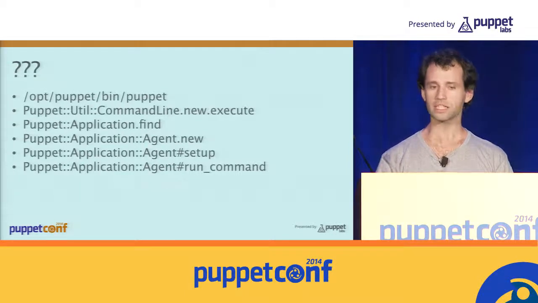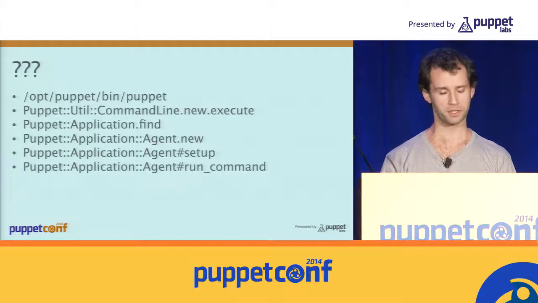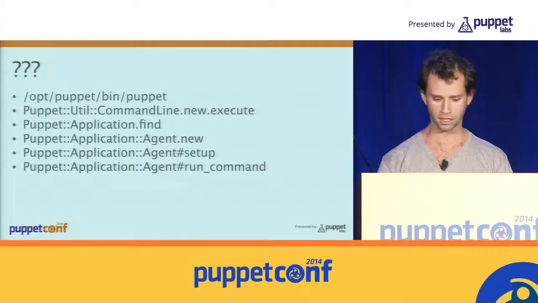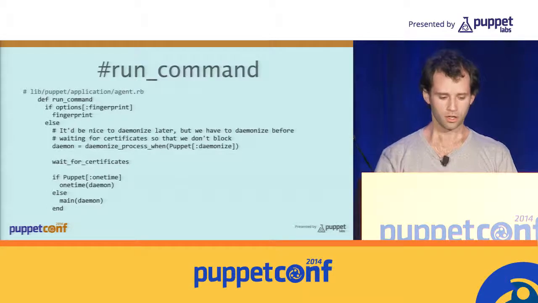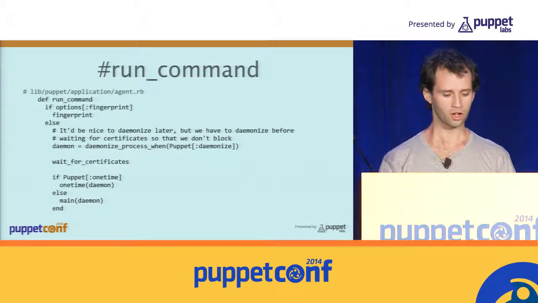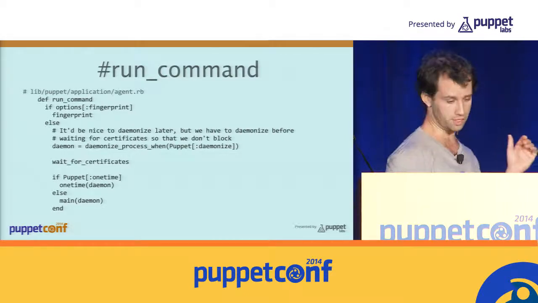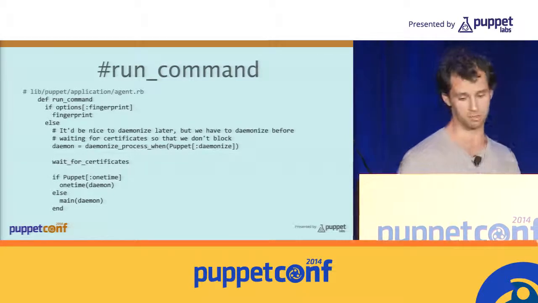Most of what it's doing in there is initializing settings and handling CLI arguments, because it turns out that stuff is actually pretty complicated. For now, we're going to jump straight to the agent application's run_command method, which is where it starts to get down to business. Here's a snippet of the code that summarizes what's going on. Ignore the wait for certificates part. That's a different talk. But we see that it needs to obtain some kind of daemon, and then it calls one of two method calls that do something with that daemon. You can see one-time daemon or main daemon, depending on what's going on here.